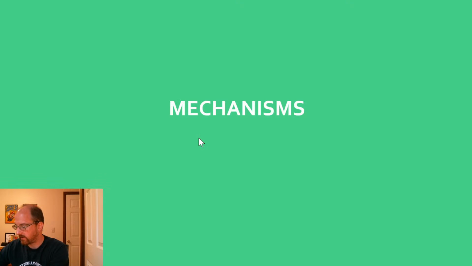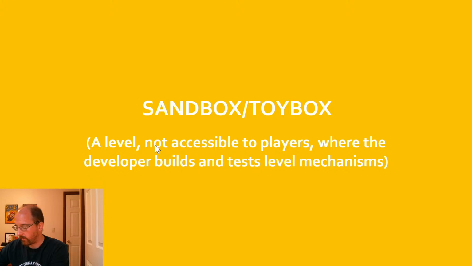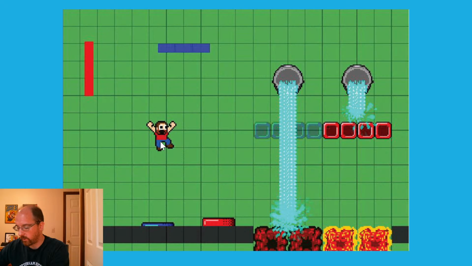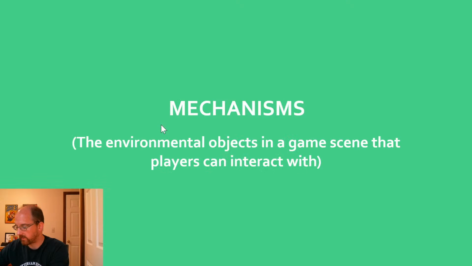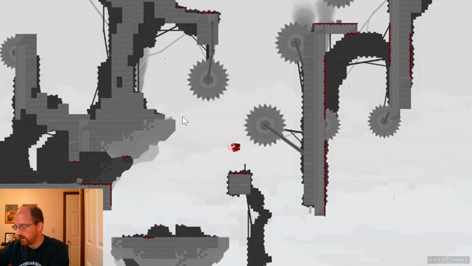Implementation: build it. So you build mechanisms, which are environment objects that players can interact with. When you do that, build yourself a toy box or a sandbox. Basically, make sure it all works. We've talked about that. And then you build it. You use your metrics, you build it, you test it, you see if it works. If it doesn't work, you change it. But you test.